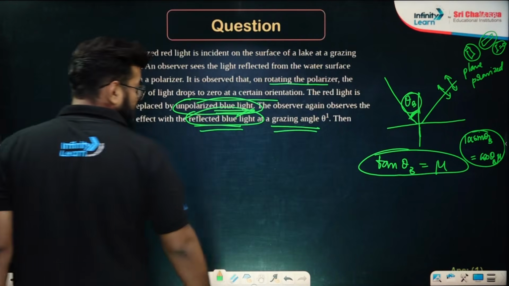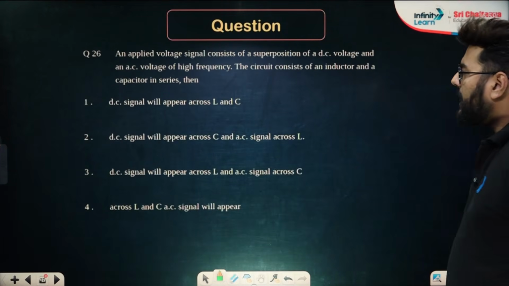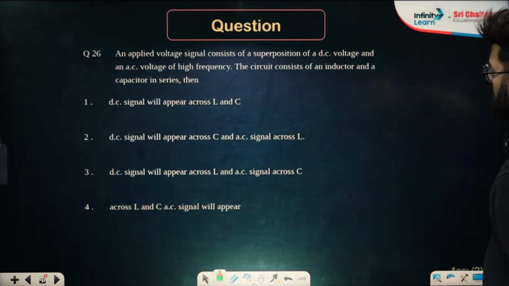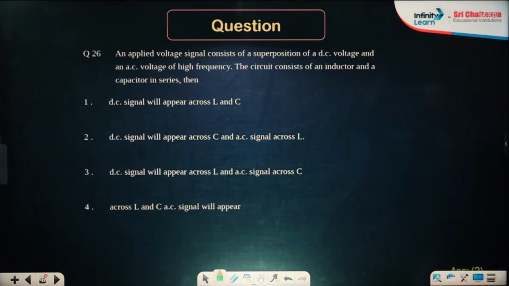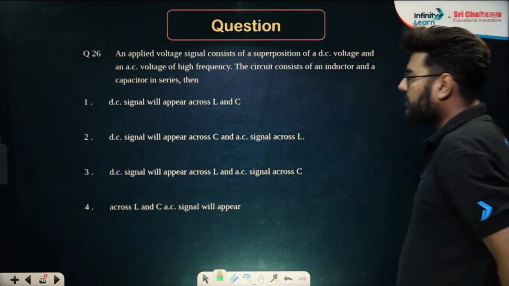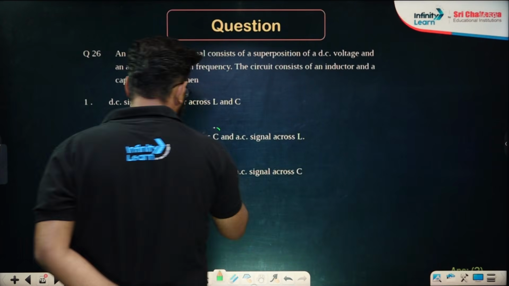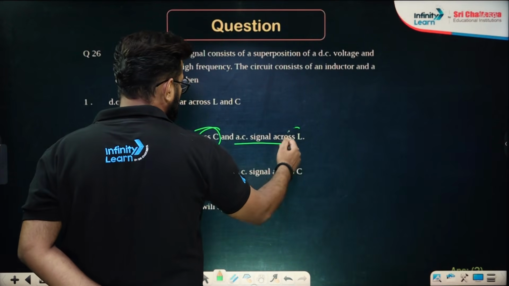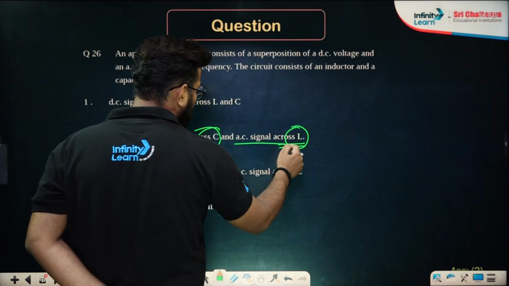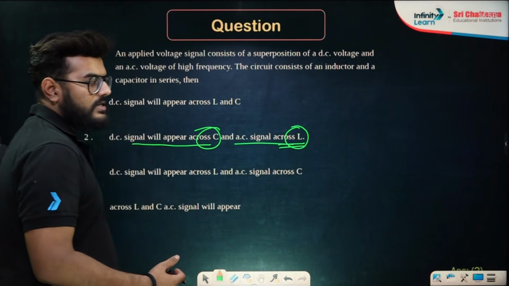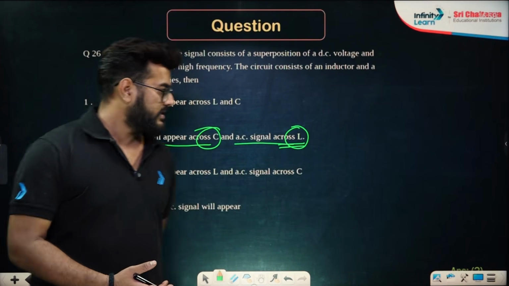Okay, chaliye, let's move ahead. An applied voltage signal consists of a superposition of a DC voltage and an AC voltage of high frequency. The circuit consists of an inductor and a capacitor, right? So basically in this kind of a scenario, the DC signal will appear across the capacitor and the AC signal appears across the inductor. There is a reason also. Inductor gets into picture only when there is an AC source.